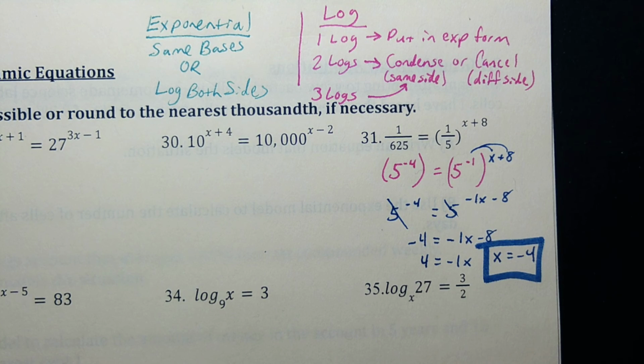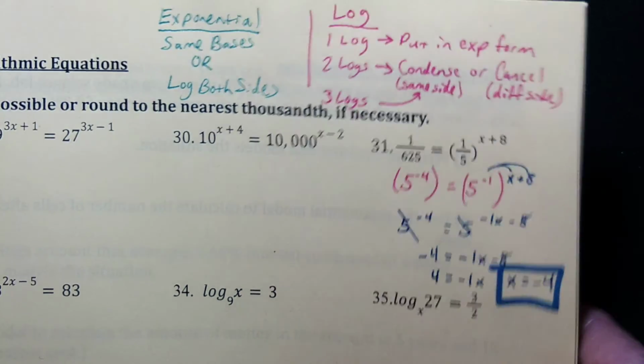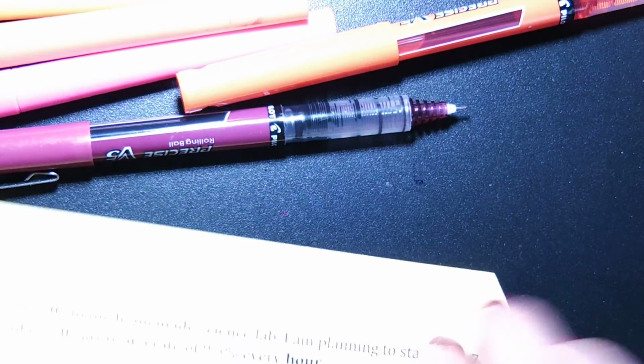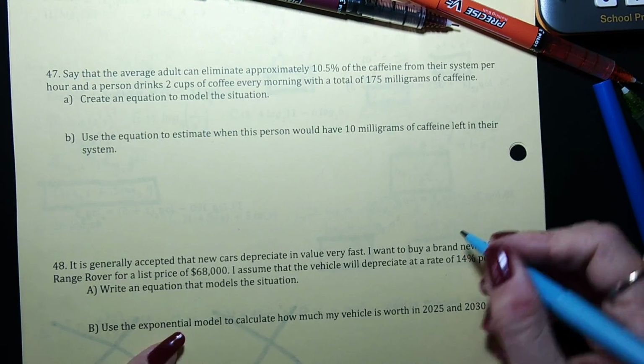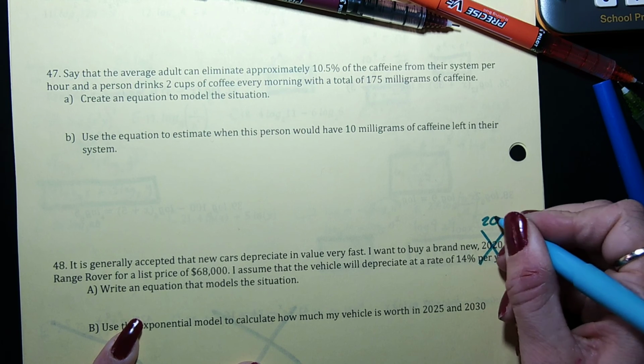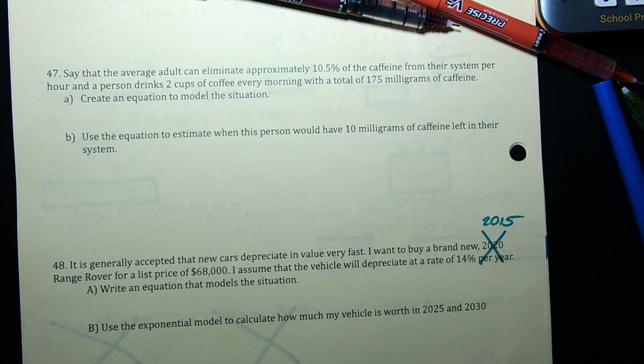So folks, I think you'll be fine with the rest of those with putting it in exponential form and the like. But on 8.4, I do want you to, on number 48, change the year 2020 to be 2015. So 48, change the year to 2015.